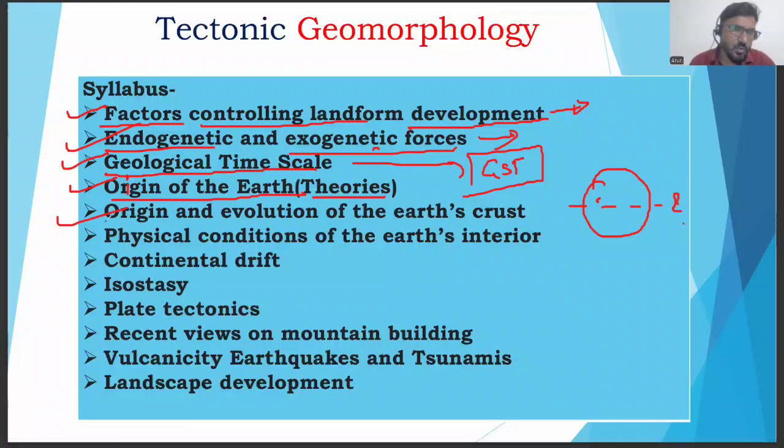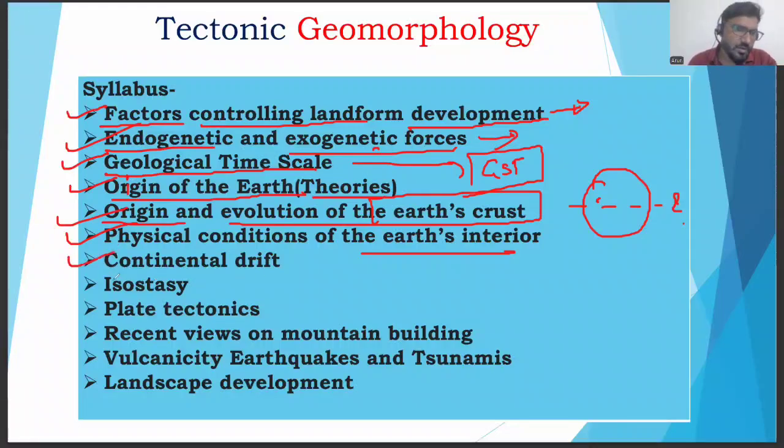Next part is the origin and evolution of the earth's crust. How has our earth's crust developed? When you study the interior of the earth, there are different components: the crust, the mantle, and the core. We are going to discuss all those concepts in detail. Next is the physical conditions of the earth's interior. What kinds of physical conditions are there, especially related to the earth's interior? We are going to discuss it in detail.